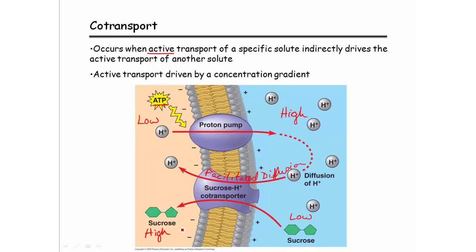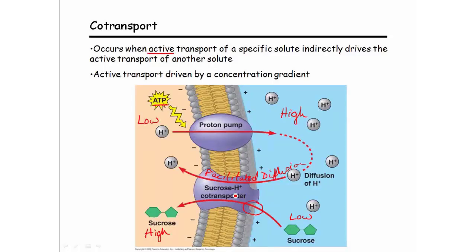So to get this moved from low to high, we're going to basically piggyback the sucrose across. It's going to bind to this carrier protein at the same time that the hydrogen does. And now as the hydrogen is flowing across the membrane, we're going to drag the sucrose along at the same time. That's what we mean by cotransport.